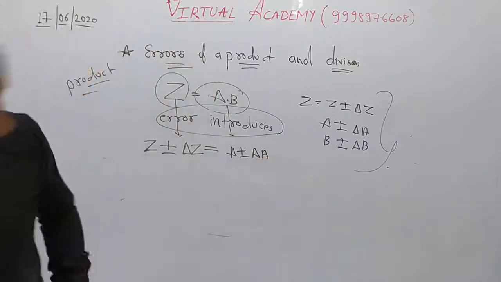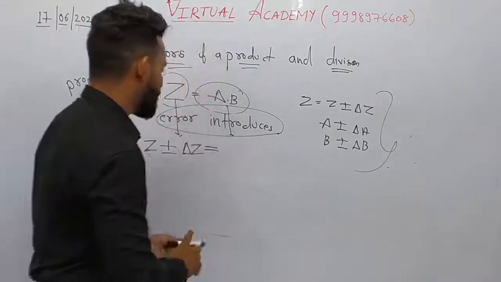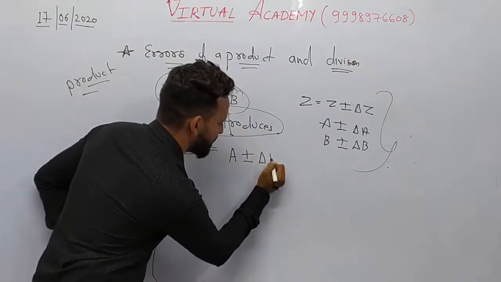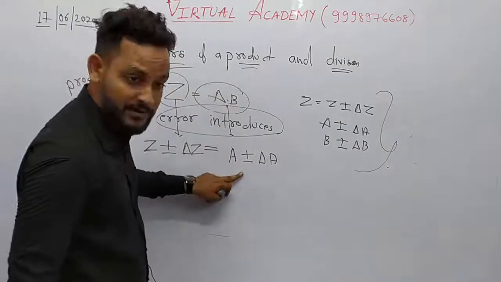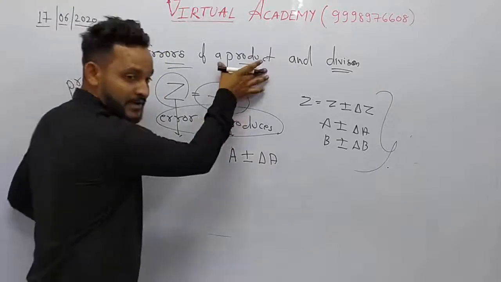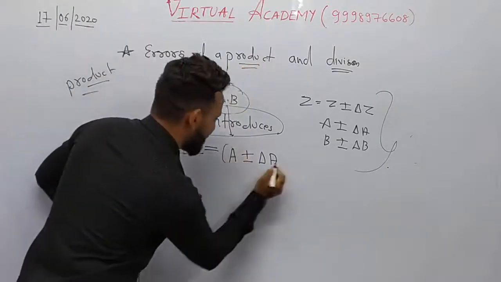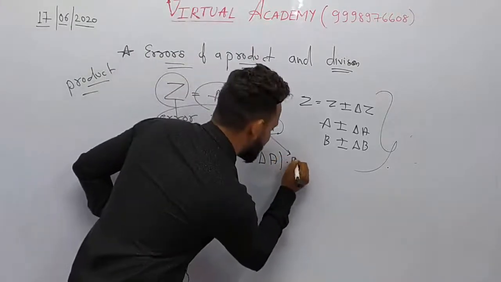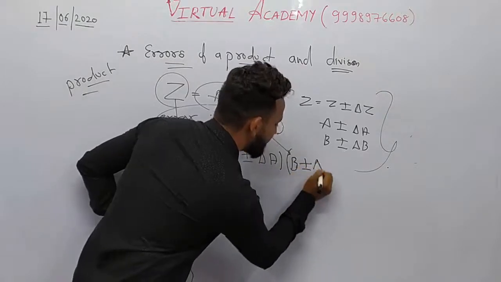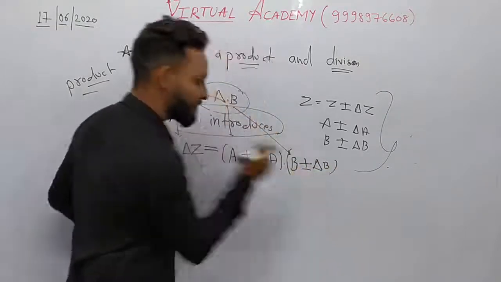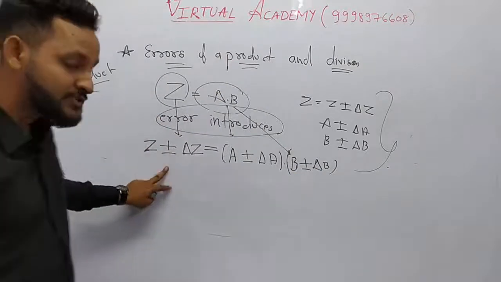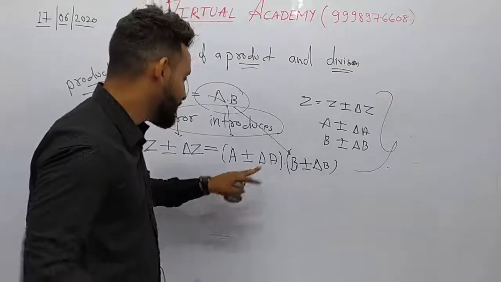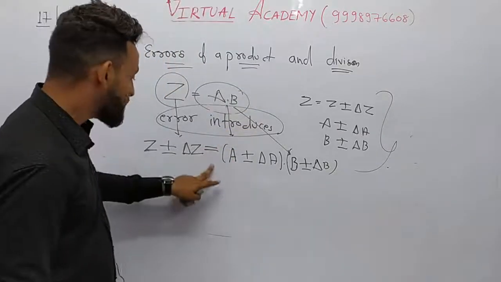Now we are dealing with the product. So we have to multiply the equation for A, and the same for B, which is B plus minus delta B. This is the basic equation for multiplication. Now we just have to do multiplication. It is very easy for us. So it is our equation for the product.